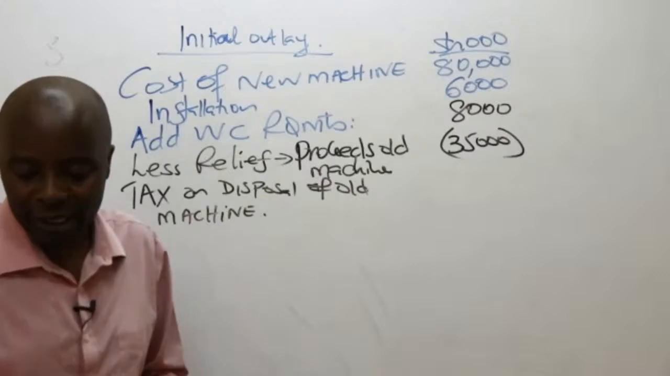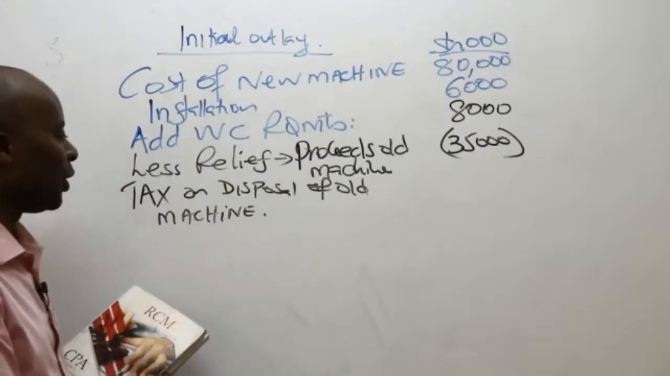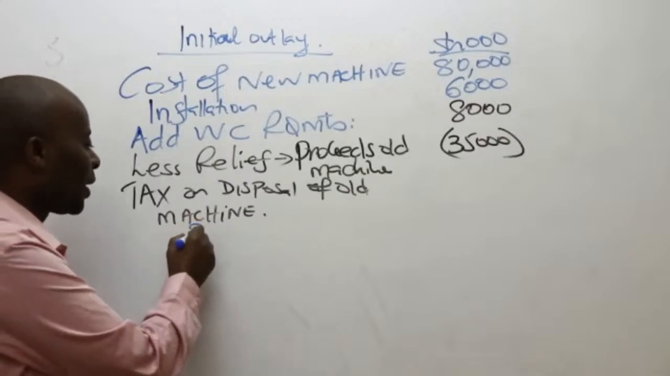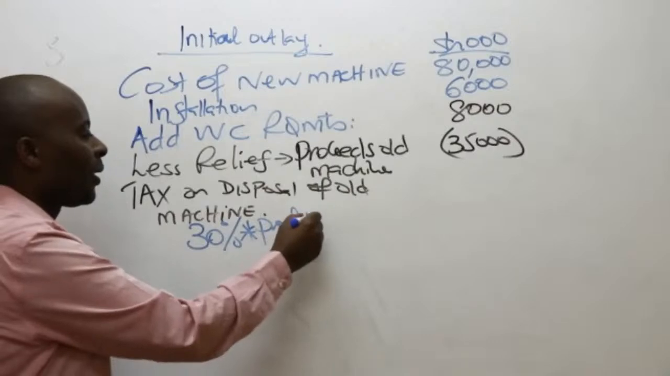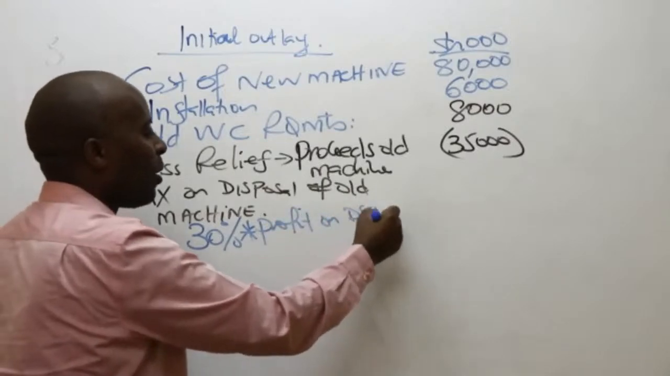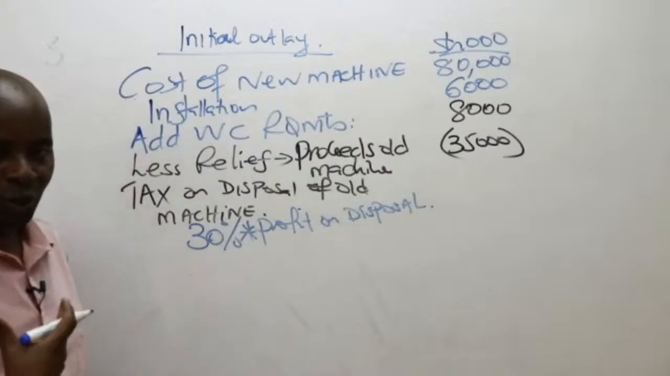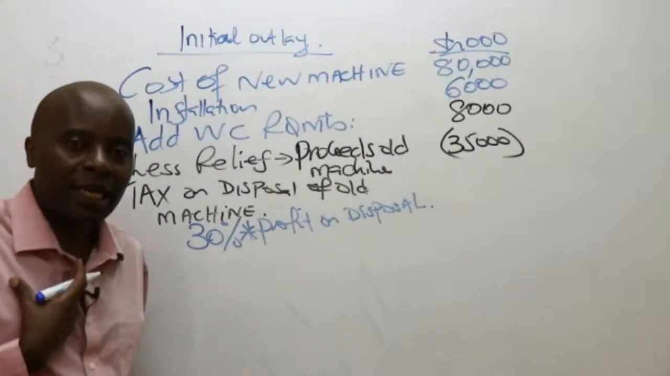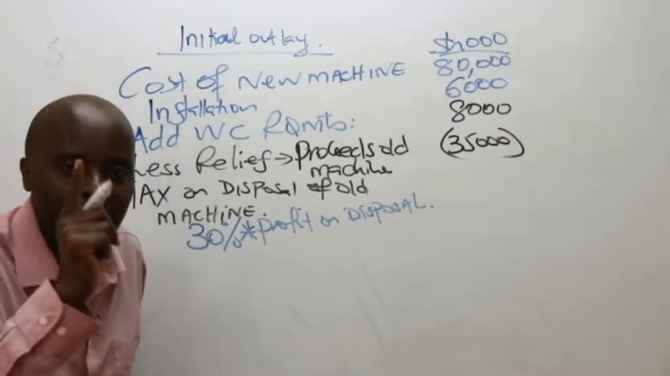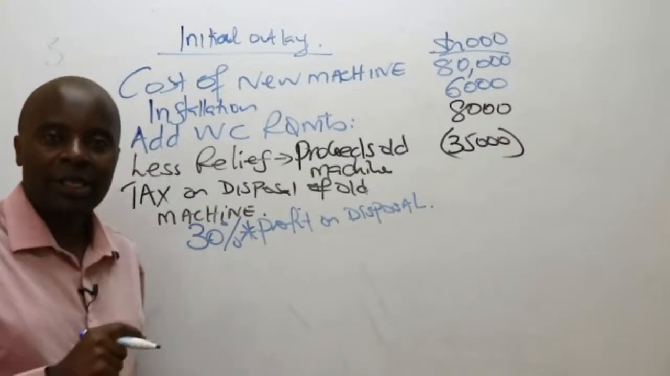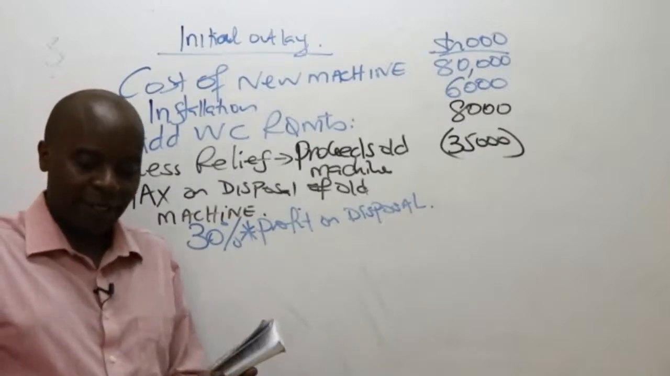What do we need, ladies and gentlemen, to get this tax on disposal? We take the rate of taxation, which is 30%, times the profit on disposal. Many people forget this, and they end up losing a crucial mark. Remember, in AFM, one mark is so important. It can make you see places that you've never seen before.